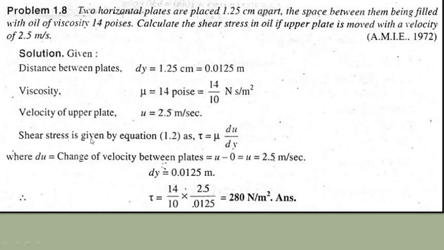So shear stress is given by the equation tau is equal to mu du by dy, where du is the change in velocity between plates. So u minus 0 is equal to 2.5 meter per second. So dy is equal to 0.0125 meter. So tau is equal to 14 divided by 10 into 2.5 divided by 0.0125, which is equal to 280 Newton per meter square. This will be the answer.